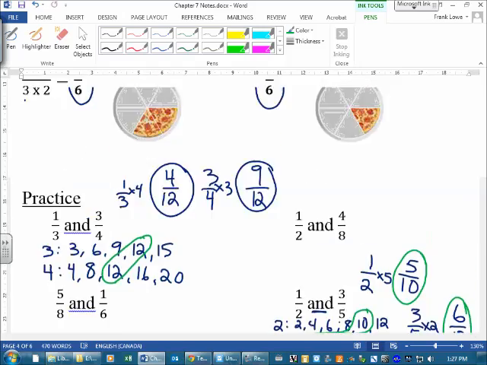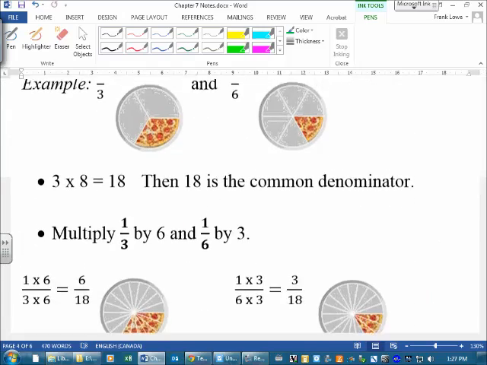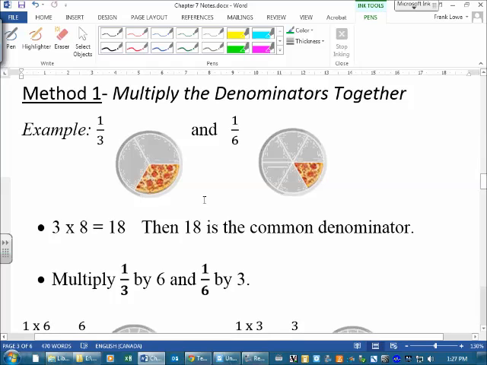I'm going to go back to method 1. Method 1 is very, very quick, and some of you may really like it because it is quick. There are some negatives to it, however. So method 1 is to find that common denominator. All you do is you multiply the two denominators together. So 3 and 6, we're going to multiply those. 3 times 6 is 18.